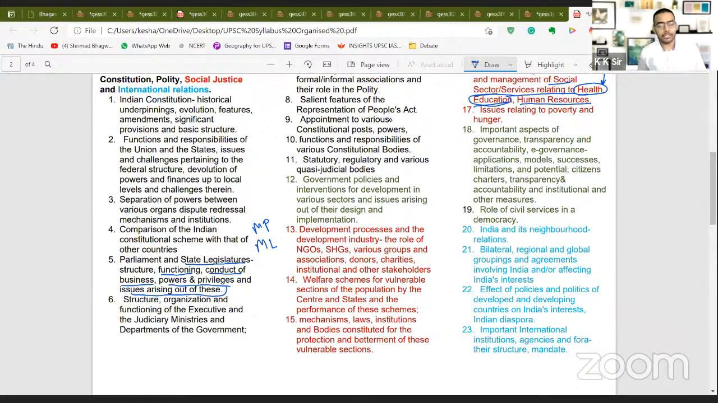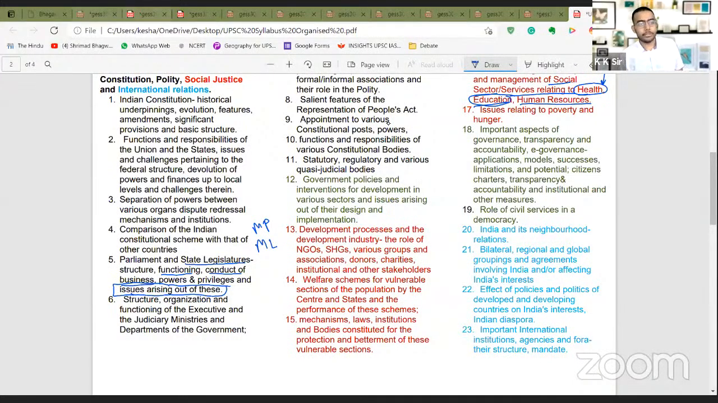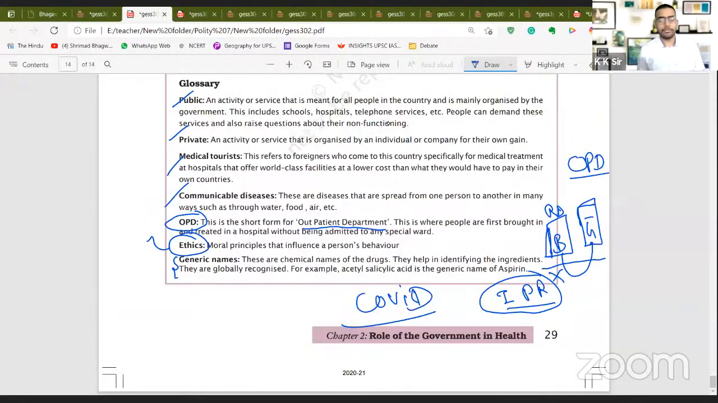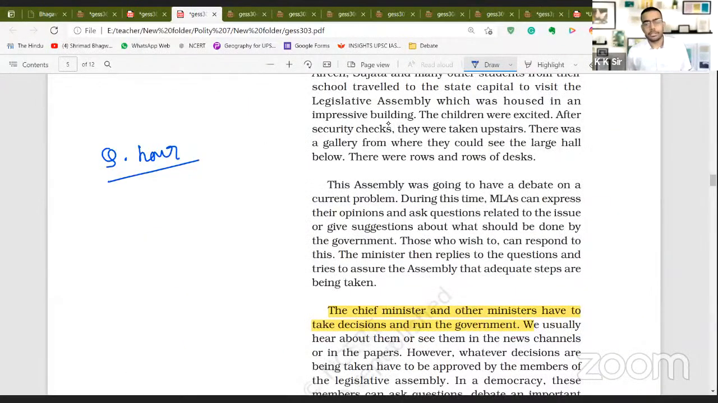Issues arising out of these means what are the challenges? Why are they not able to function properly? Or what changes can we bring? So returning back to the topic, just to emphasize that this is very important.